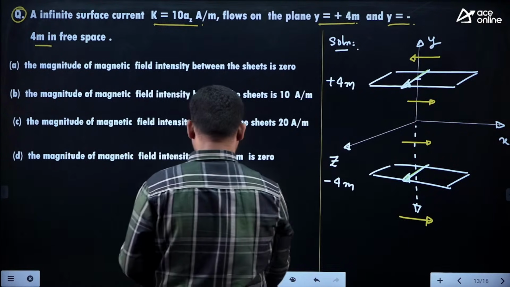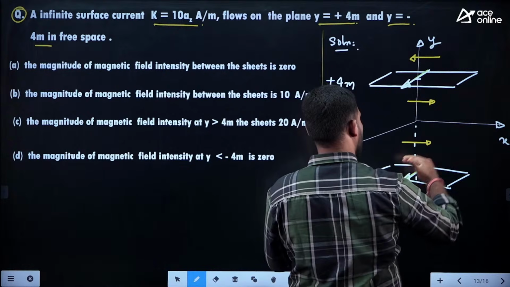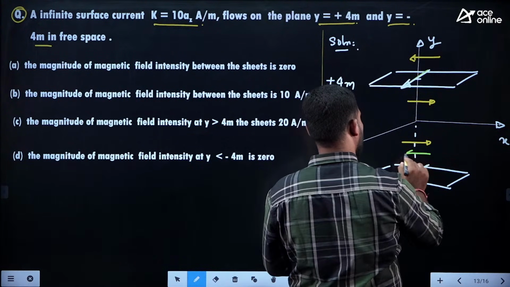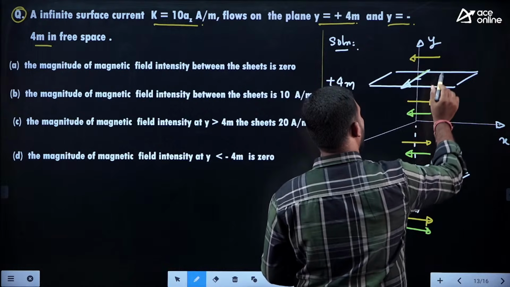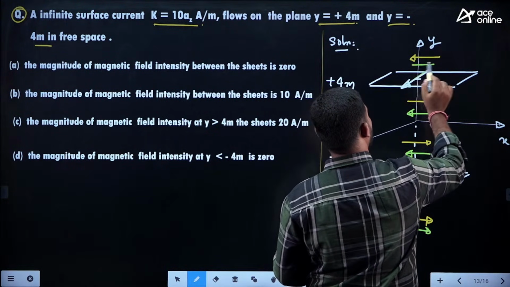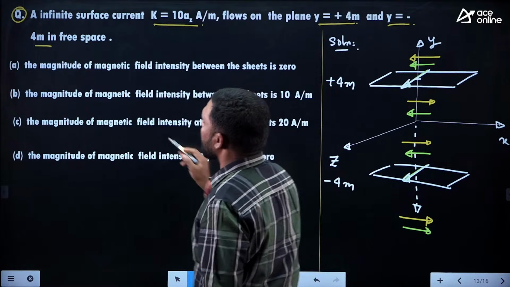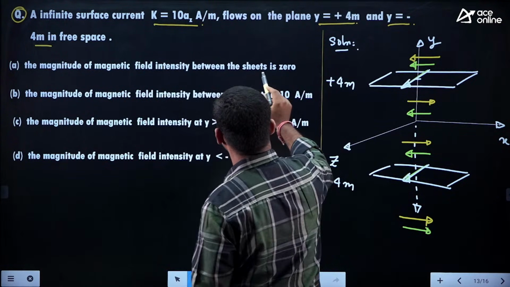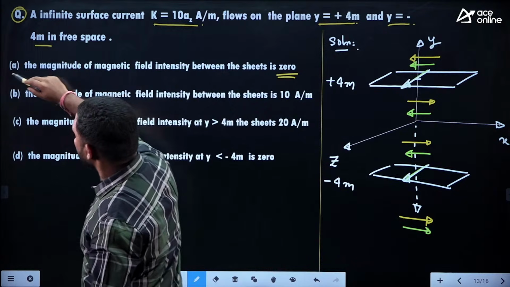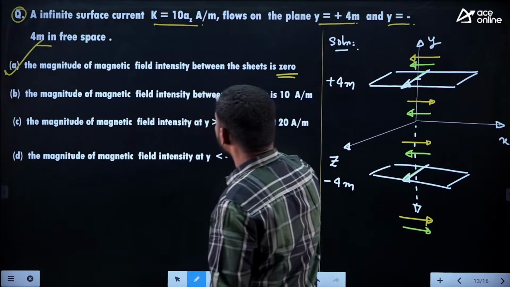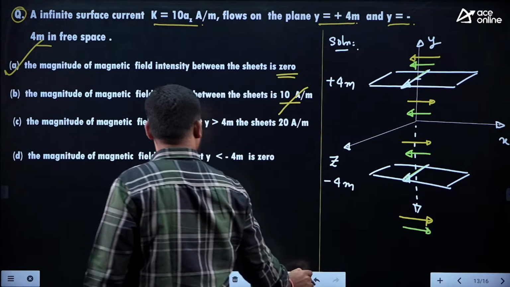For the below one, guys, if I put my thumb like this, the magnetic field is like this. So in between it will add up, outside it will cancel out. So come back to this one, what did I say? The magnitude of the magnetic field intensity between the sheets is 0. In between it will not cancel out, so this is a wrong one.